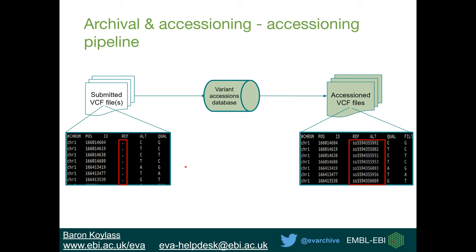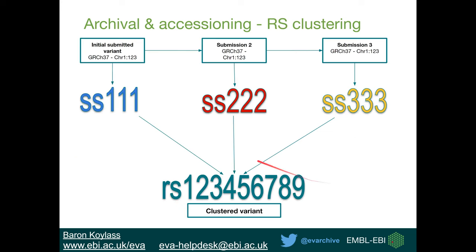Once we archive this variant data and run it through our variant accessioning database, this is what's then returned. So we can now see that it still contains the same variant information, but now this ID column is populated with these SSIDs. And these are the unique identifiers given to variants in order to be able to query them. But then we can move a bit further with these unique identifiers.